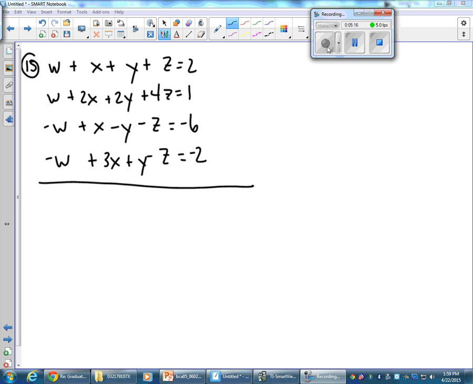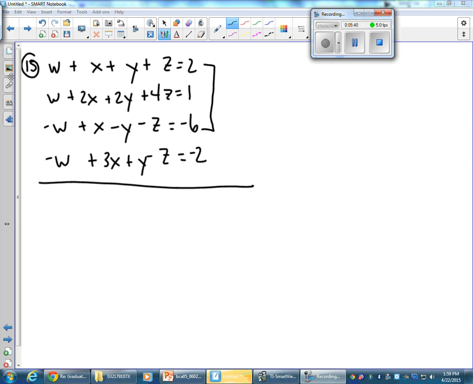Okay, number 15 is probably one of the toughest problems that you're going to see. So what I've got is a 4 by 4. So what I have to do is get it down to having 3 by 3, and then I'm going to get it down to a 2 by 2. Looking at this, it looks like it'd be easy to get rid of some W's. So I'm going to use the first and the third line to get rid of a W, and I'm going to try to do this without having to write it again.